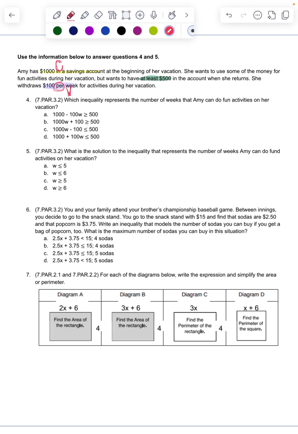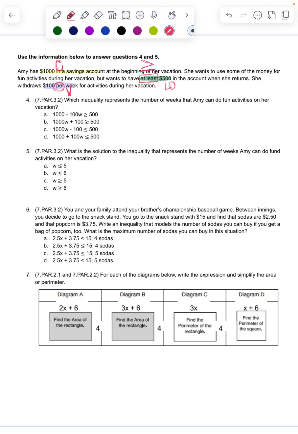She wants to have at least $500. That means $500 or more. The least amount of money she wants to have is $500. So she wants to have $500 or more. So that's going to be greater than or equal to, and $500 is going to be your amount left over. Okay? All right. You're going to write the inequality, solve the inequality.